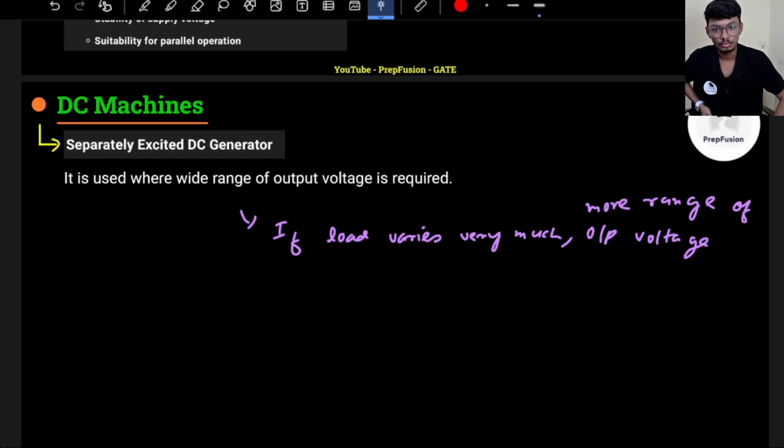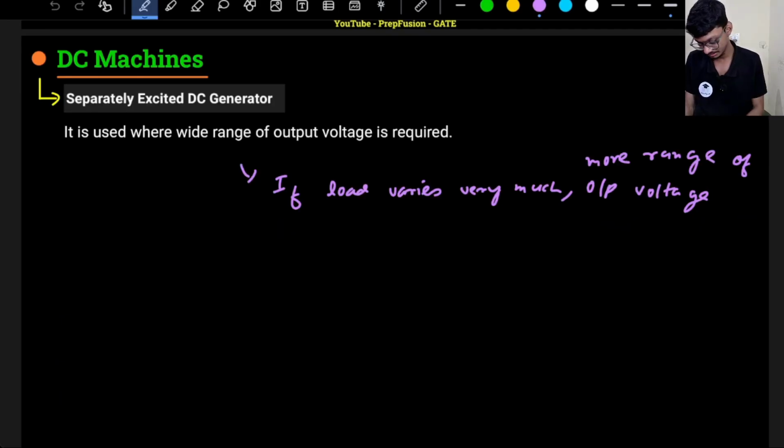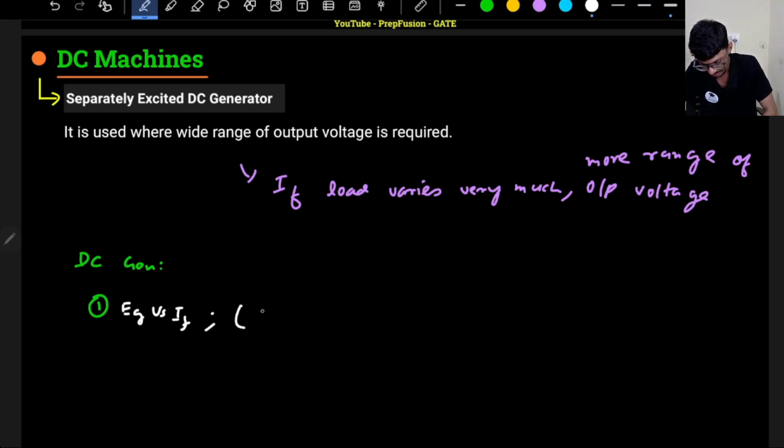Okay, so quickly I want to summarize whatever we have discussed. For a DC generator, we had discussed the case where I was measuring the generated voltage versus the field current, right? So what things are constant here? The things that are constant here are the speed, and my load current is 0. So that's why this is called the open circuit characteristics or the no load characteristics.